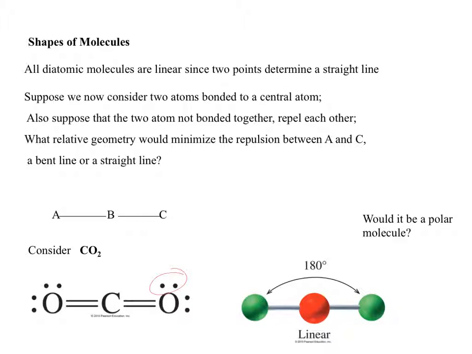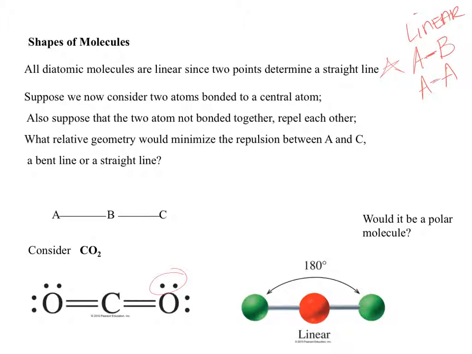All right, so a couple things about the shapes, as you can see here. All diatomic molecules are linear since two points determine a straight line. Anytime you have just two atoms, A going to B, whether they're both the same, such as AA in the diatomic case, or two different elements like AB, the bonds are always linear, a straight line.